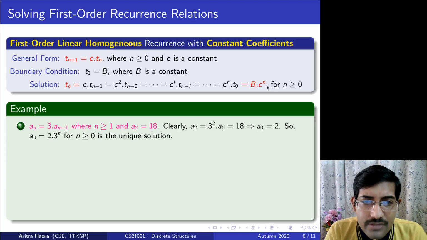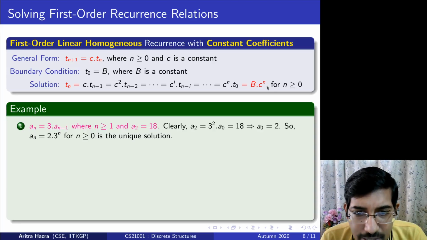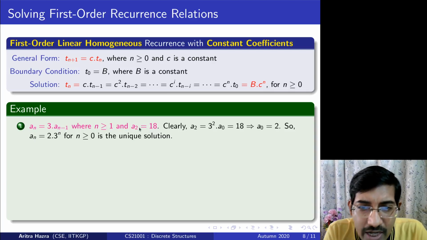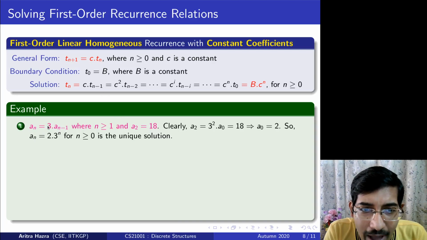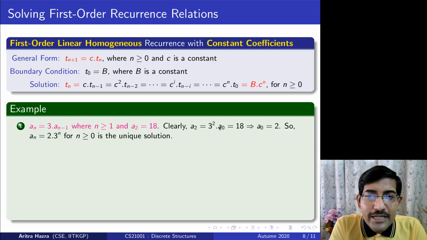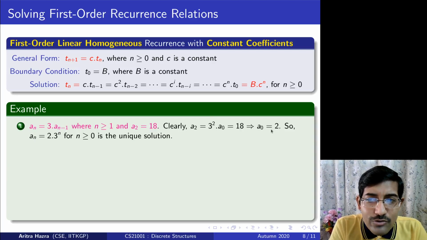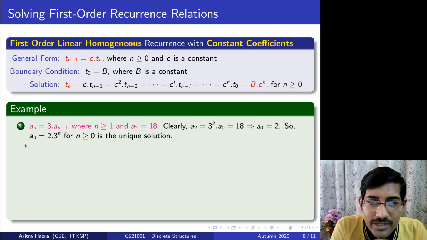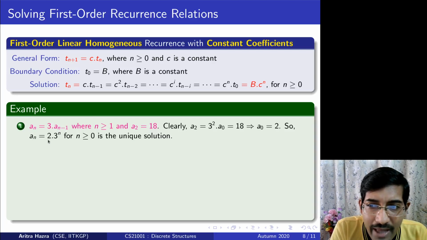Some examples: an equal to 3 an minus 1, where n greater than equal to 1, a2 equal to 18. See, I put some jugglery here: I do not directly say n greater than equal to 0 and do not give you a0. Since you have this recurrence and a2 is given, you can directly say a2 equal to 3 into a1 equal to 3 square into a0, so you can get a0. If you get a0 and you have n greater than equal to 1, you can easily formulate this recurrence with the same formulation.